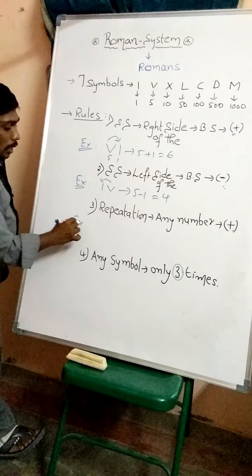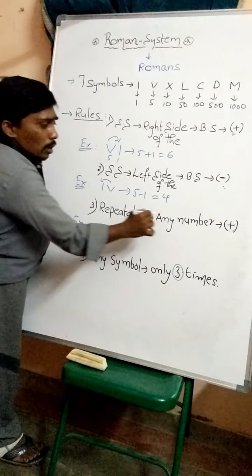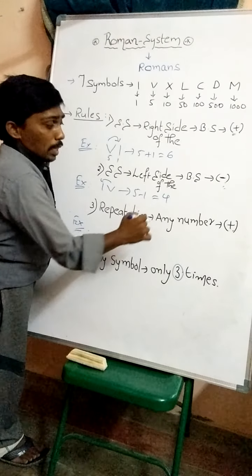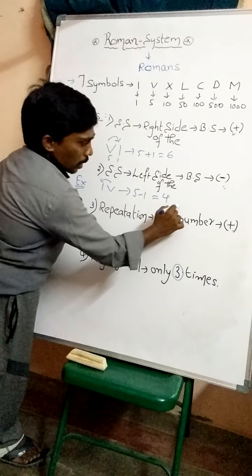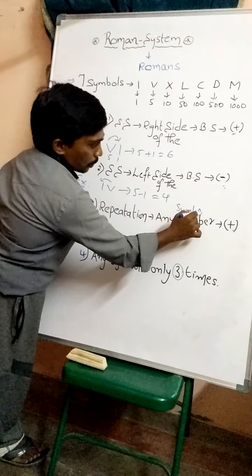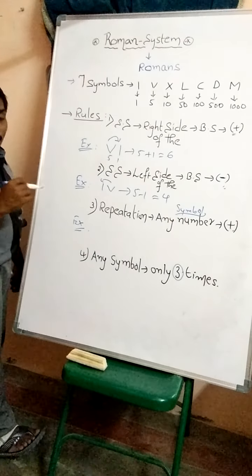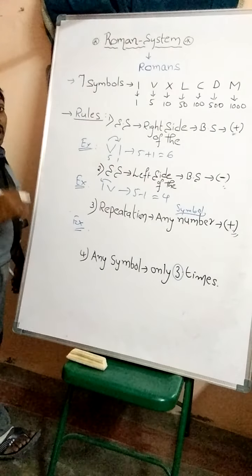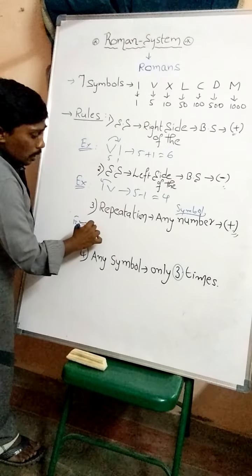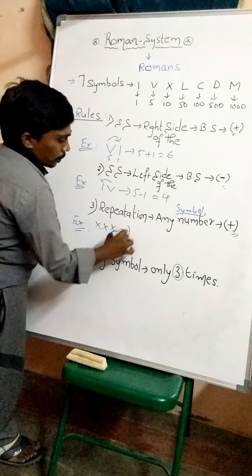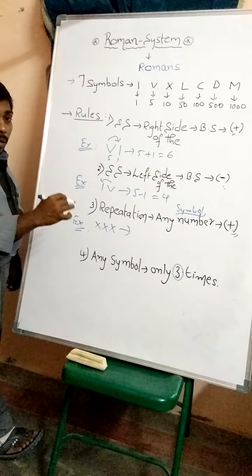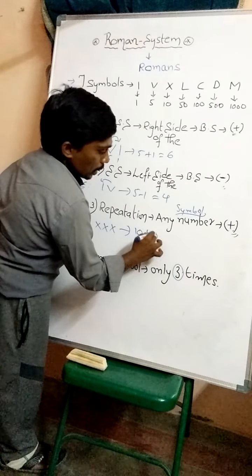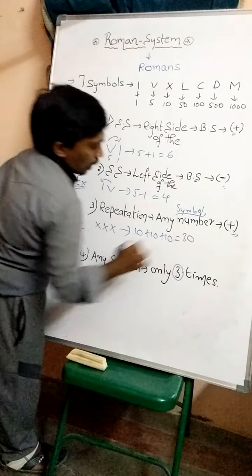Next, the third rule: repetition of any number. When we write the Roman system, if any symbol is repeated again and again, then we do addition. Likewise, if X is repeated again and again, we do addition. So 10 plus 10 plus 10 equals 30.